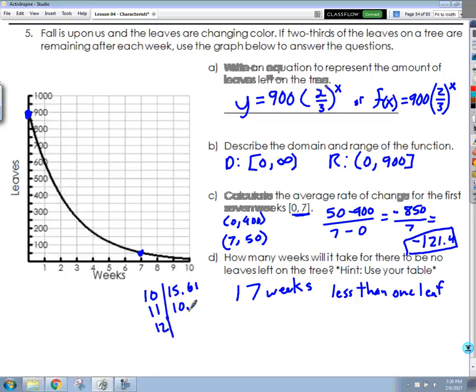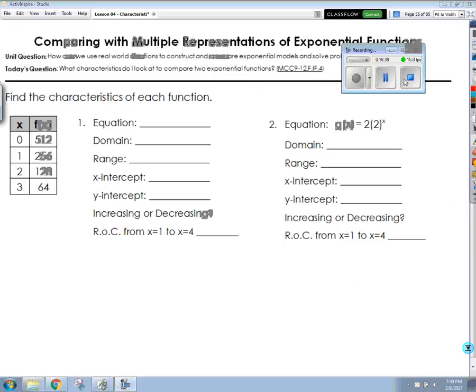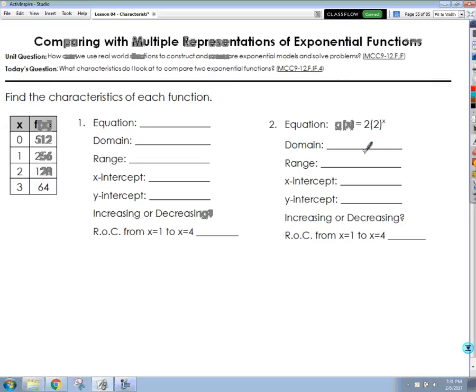Alright, moving on. Comparing multiple representations. I gotta take a break. Alright, I'm back. So again, we're practicing more, okay? This table is going to be used for this equation and this equation for these questions. So, let me write an equation. Sorry about that. Computer was slowing down.